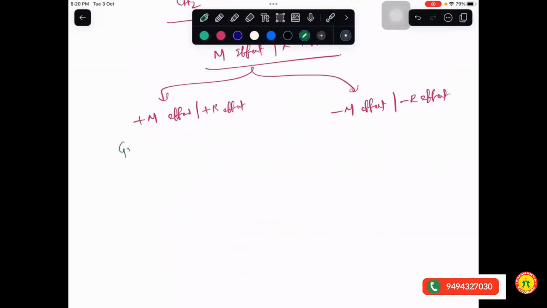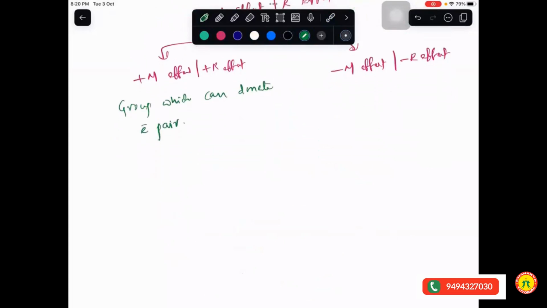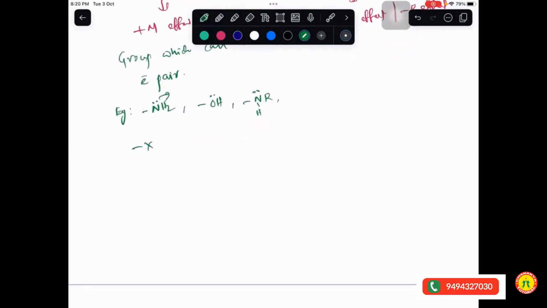Plus M effect: a group which can donate an electron pair. Example, NH2. NH2 can donate the lone pair, right? Next one, OH, it can also donate an electron pair. Next, suppose I'm taking NR, NH, so a nitrogen can donate. Next, a halogen can also donate because it has lone pairs, right? Next, any other like ROH, alcohols, can donate. Next, CH3 minus can donate.